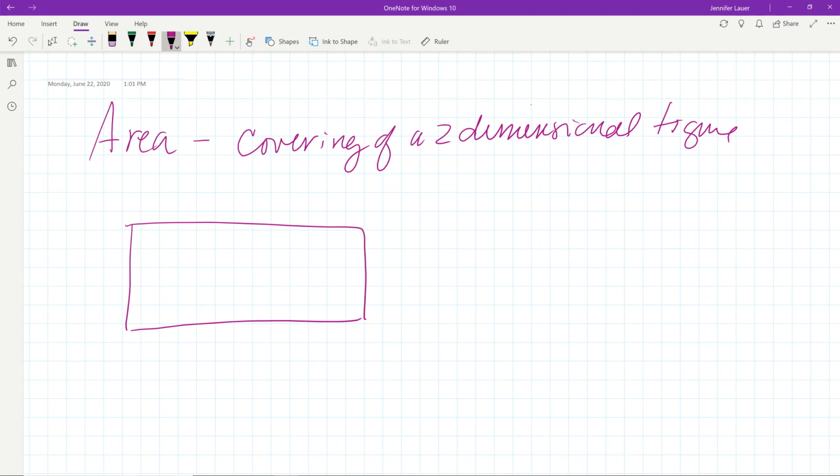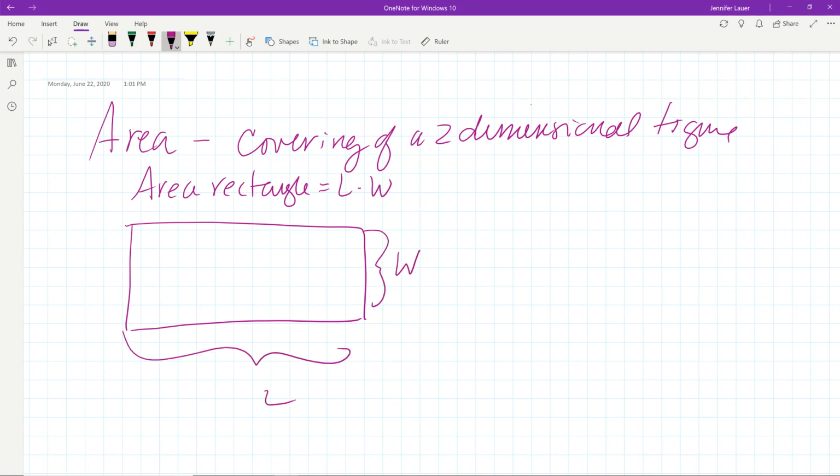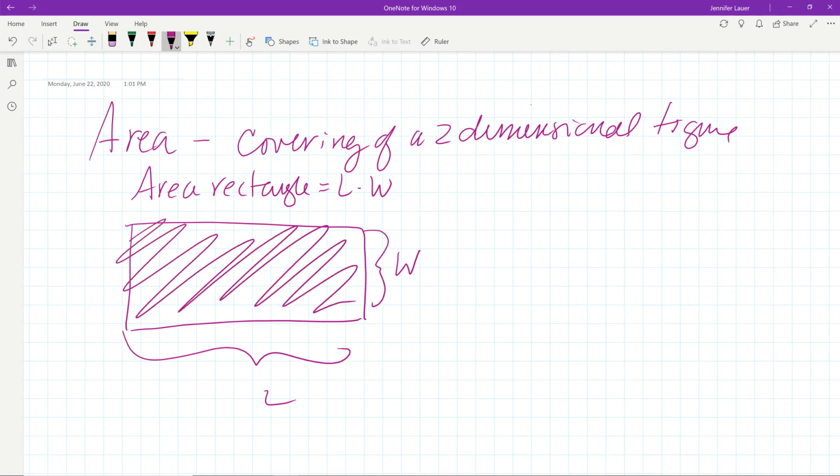The two dimensions we're dealing with, so this would be the area of a rectangle, is equal to length times width. So this being your length, this being your width. So if we did length times width, it would cover the whole area of the rectangle. So this is something that you want to have on your reference card. So let's talk about just some different shapes.